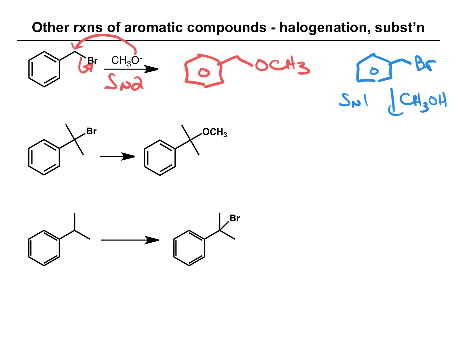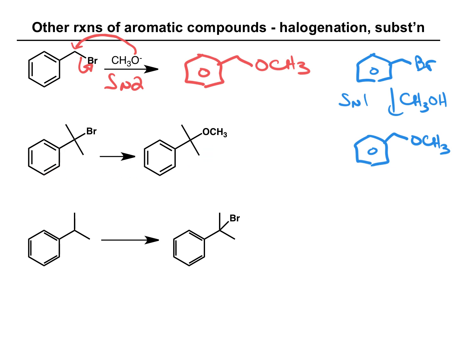Now, a regular primary alkyl halide would not do SN1 because it can't form the carbocation. But this is primary and benzylic, and so a benzylic carbocation is stabilized by resonance. Therefore, the benzylic carbocation can be formed, followed by nucleophilic attack by methanol, followed by an acid-base reaction, leading to this ether as the final product.